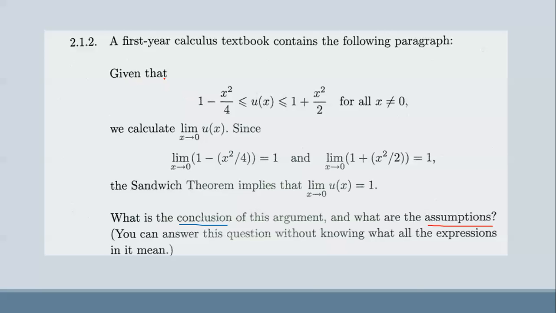It says, given that. Now that tells me something like assume that, right? So this is going to be my first assumption. Assume that this. We calculate the limit from, I'm not supposed to say what these mean. So we calculate something, right? Now we haven't calculated it yet. We're just saying we're going to calculate that. Since, so that means assume, right? This and this. The sandwich theorem, something that we haven't proven yet, implies, so this and this imply this guy right here, what we were calculating right here, right? So I'm going to underline that in blue. That is my conclusion.